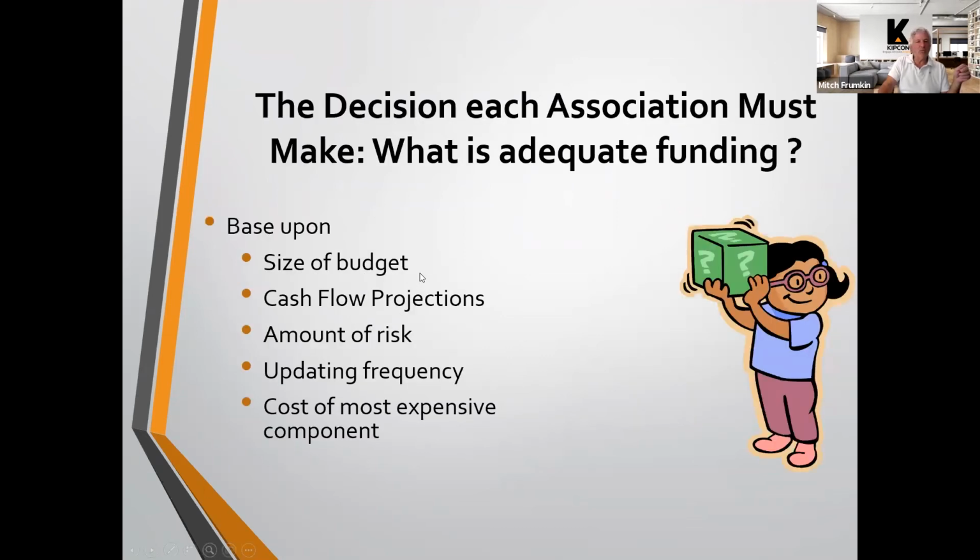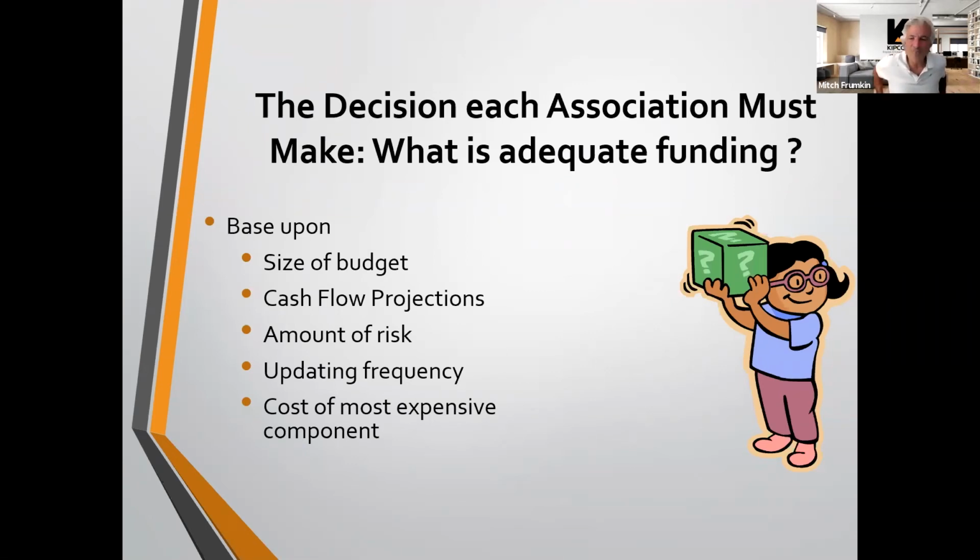All right, so adequate funding. How do you decide what's adequate funding for you? Like I said, every community is different and a lot of them are very similar. But you base it on the size of your budget. For example, if you have a $10 million budget, and let's say your reserves make up, a lot of times, by the way, they can make up 30 to 60% of your budget. So it could be a lot of money.